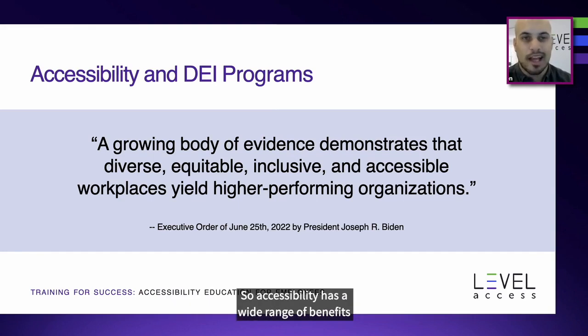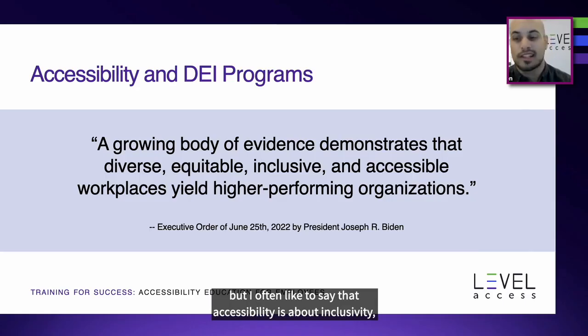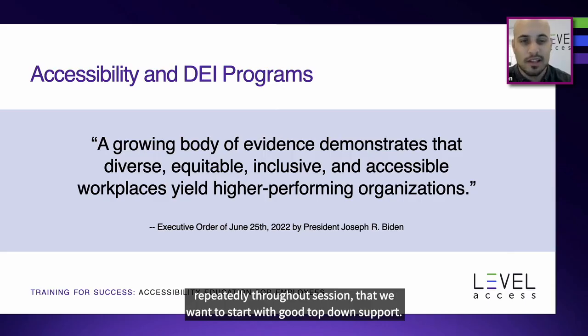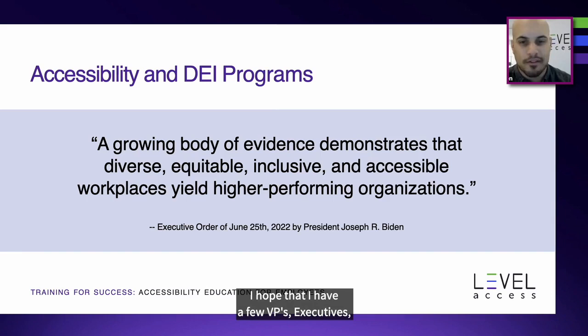So accessibility has a wide range of benefits, and I'm not going to go into what all of those are today, but I often like to say that accessibility is about inclusivity, and this often begins at the top levels of the organization. So that's going to be a theme that you'll see coming up repeatedly throughout this session, that we want to start with good top-down support. I hope that I have a few VPs, executives, maybe even some people at the C levels of their organization who have joined me today.